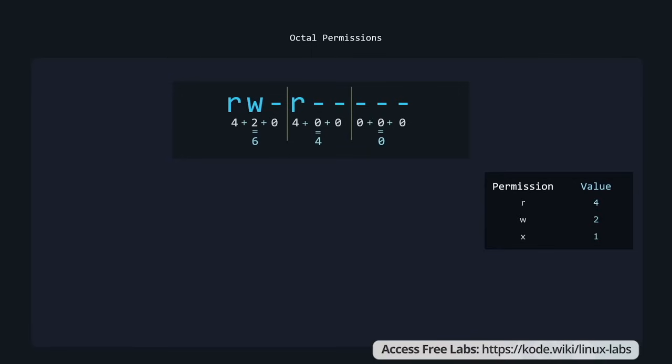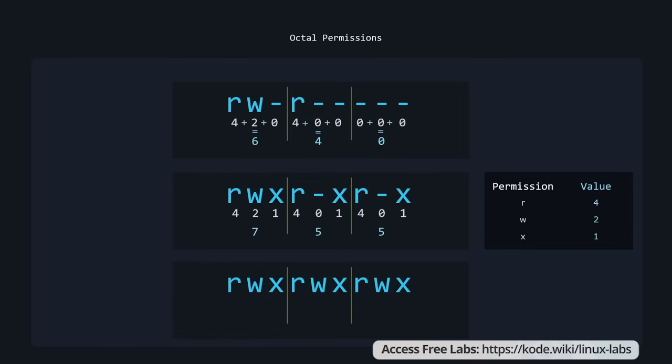Let's look at using the same approach for the other examples as well. So RWX, R-X, and R-X gives us 755. And full permissions give us 777.